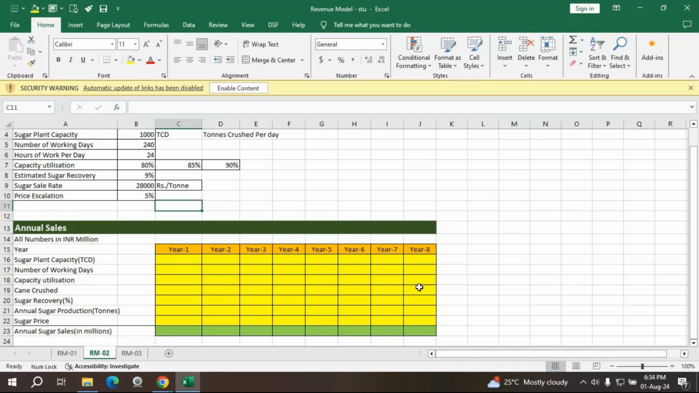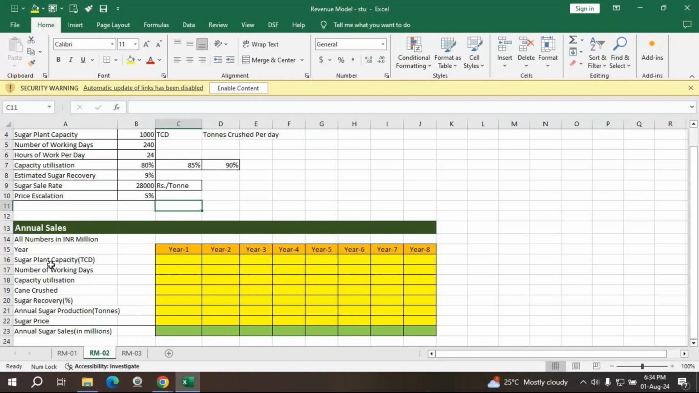Excuse me, ma'am. Ma'am, how will we take out annual sugar production? How is the calculation done? So first thing we have to take is the actual values.